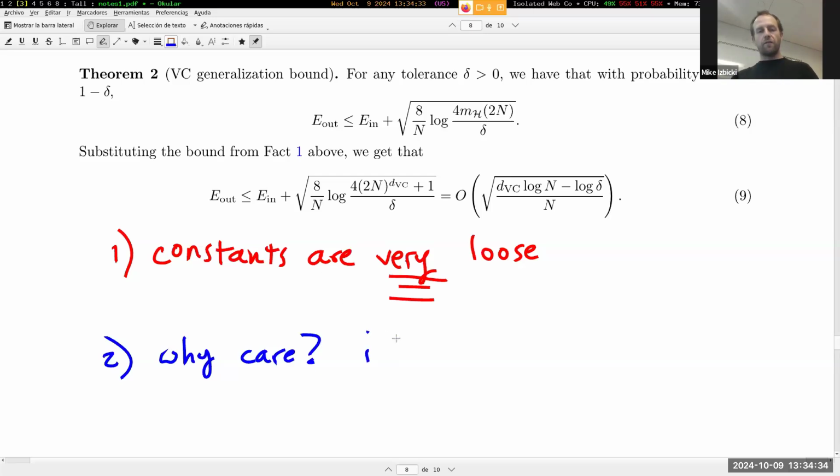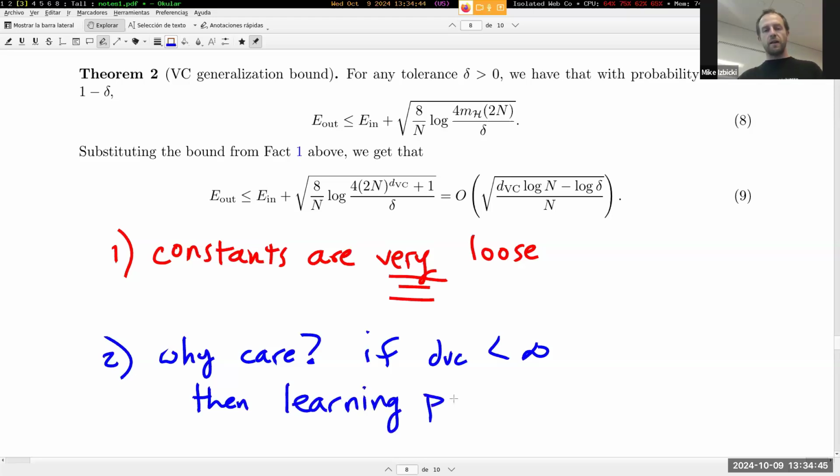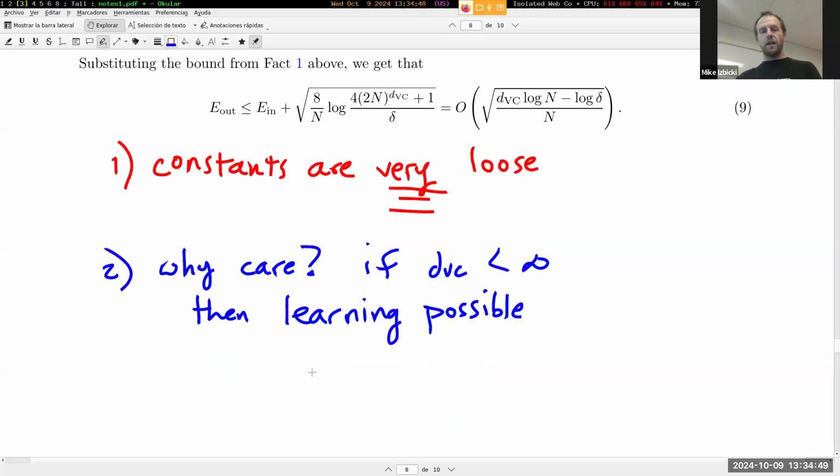If our VC dimension, our d_VC, is less than infinity, then learning is possible. What I mean by learning is possible is that as we get enough data, so N going to infinity, that will imply that our generalization error goes to 0. That implies that our E_in goes to E_out.